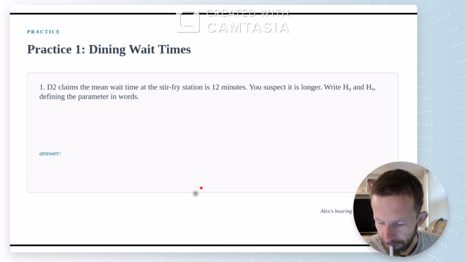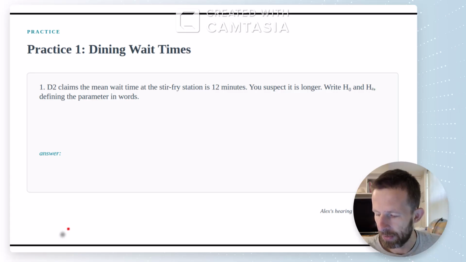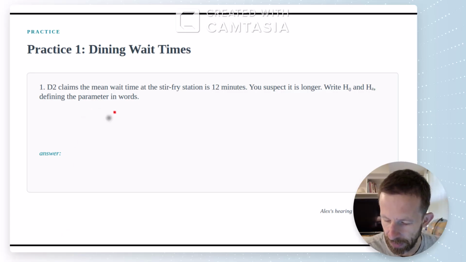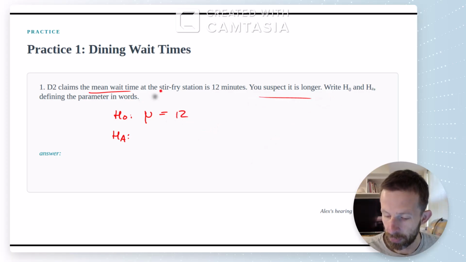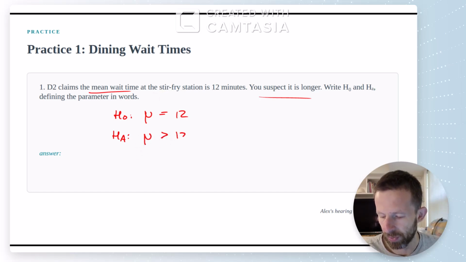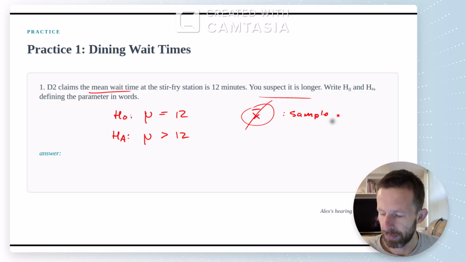So D2 claims the mean wait time at the stir-fry station is 12 minutes. You suspect it's longer, right? The null and alternate hypothesis. All right, so H0, HA. This has to do with the mean wait time. Their stated wait time is 12 minutes, but we suspect the wait time is longer. Remember, we're not writing x bar. That's the sample mean. We're interested in the population mean.